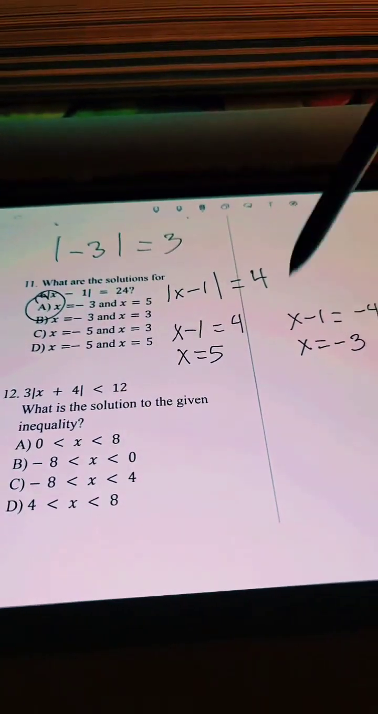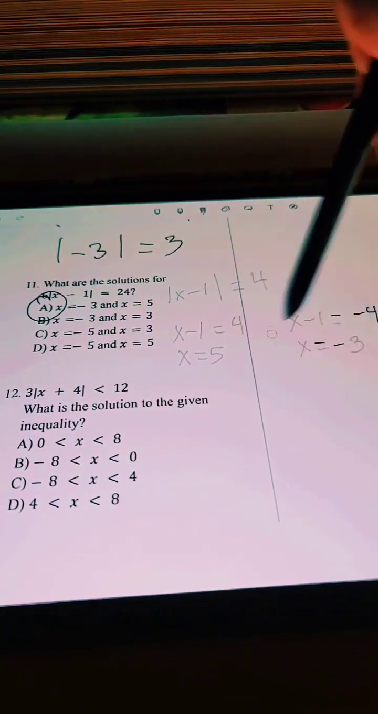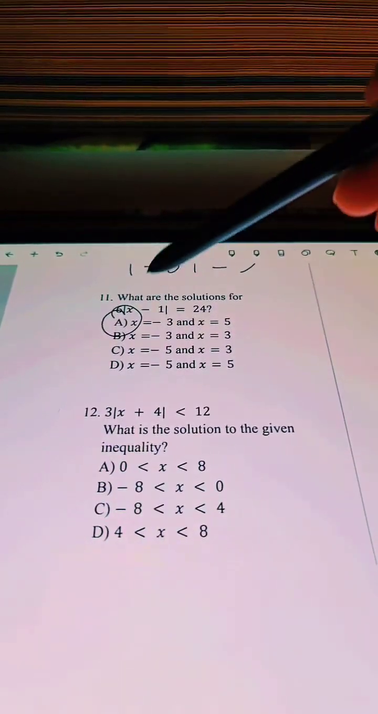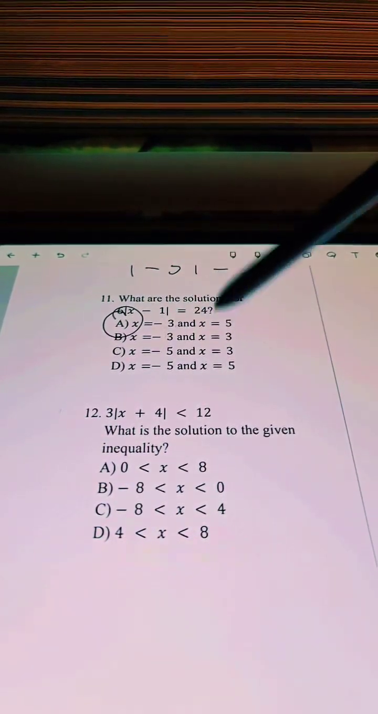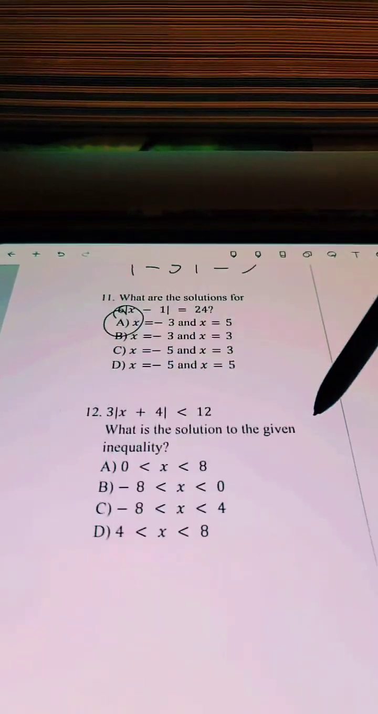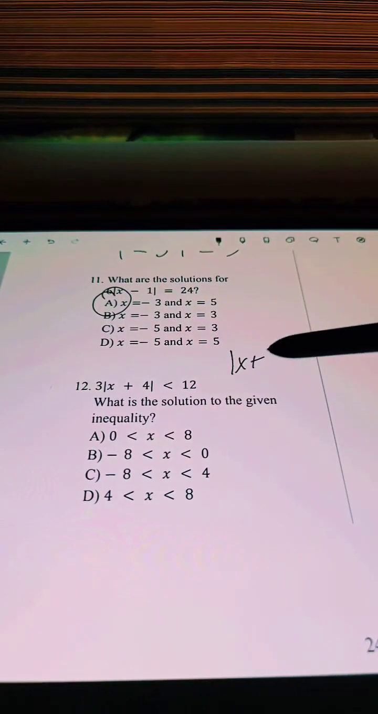Okay, so let me just erase all of this. But yes, you could also plug in what x is to see if it works. That's an option as well. So let's go to number 12. We're going to divide by 3 on each side to get the absolute value bars by themselves.